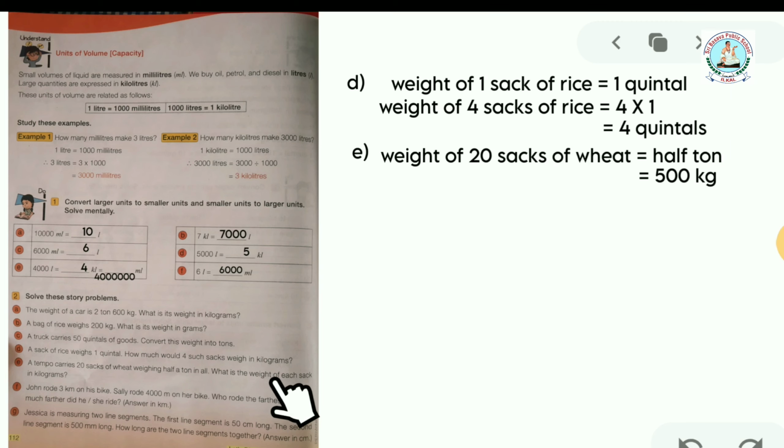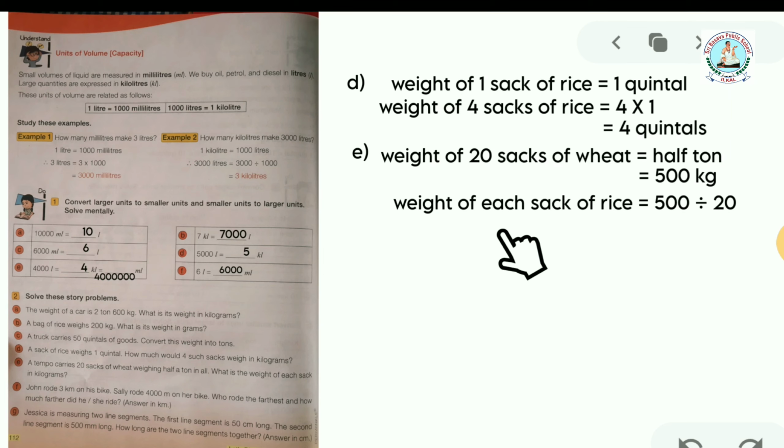And we need to find out the weight of each sack of wheat, so we have to divide this 500 kg by the total number of bags of wheat, that is 20. When you divide 500 by 20, the answer would be 25. So this is the weight of each sack, that is 25 kg. Let's move on to the next question, that is F.